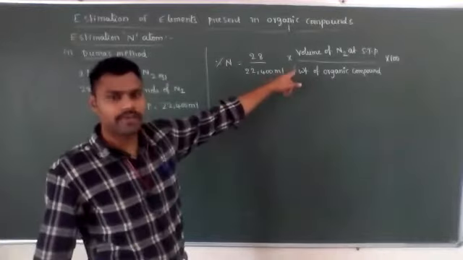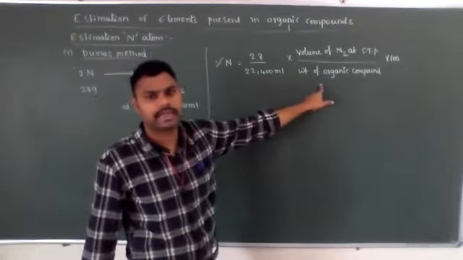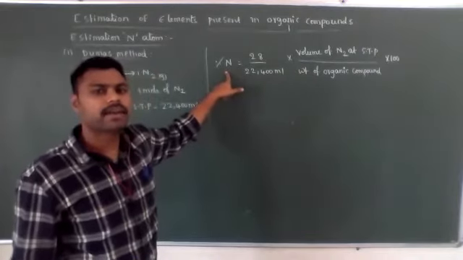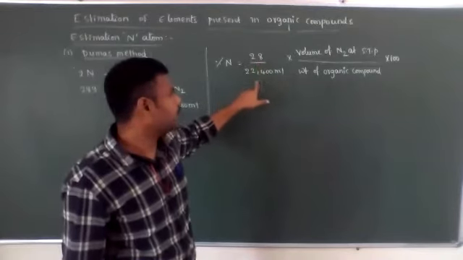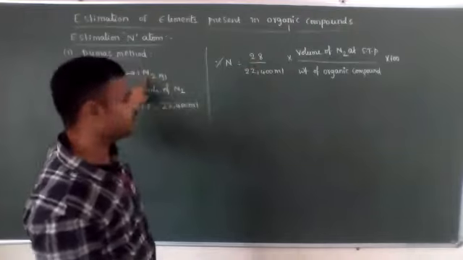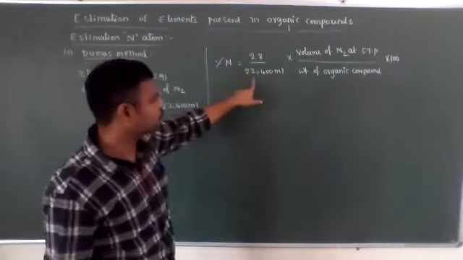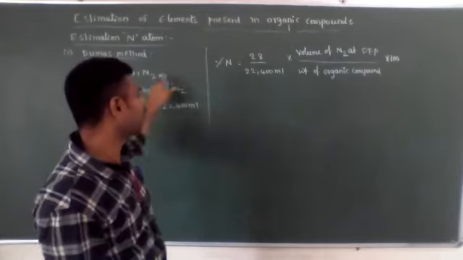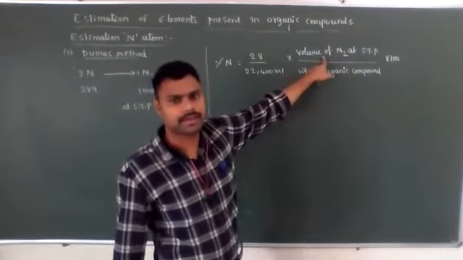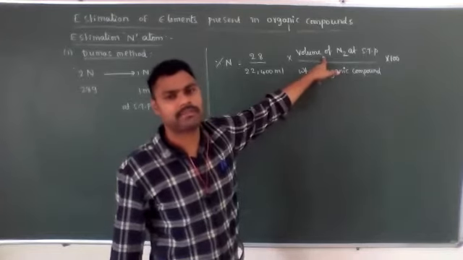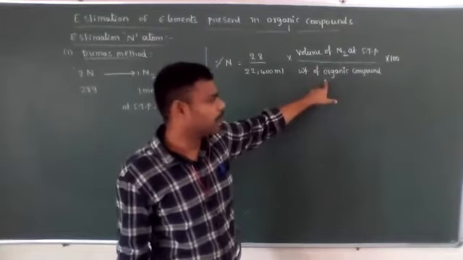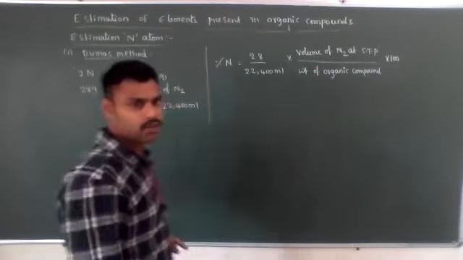So whenever the volume of N2 gas and weight of organic compound are given, to find how much percentage of nitrogen is present in the compound, the formula is 28 by 22,400 ml. What is this 28? 28 means the N2 gram molecular weight. 22,400 ml means the volume occupied by 1 mole of N2, into the volume of N2 gas. In the given question, it may occupy 1 liter or 500 ml or 600 ml, that volume they will give, divided by weight of organic compound into 100. This is known as the Dumas method.